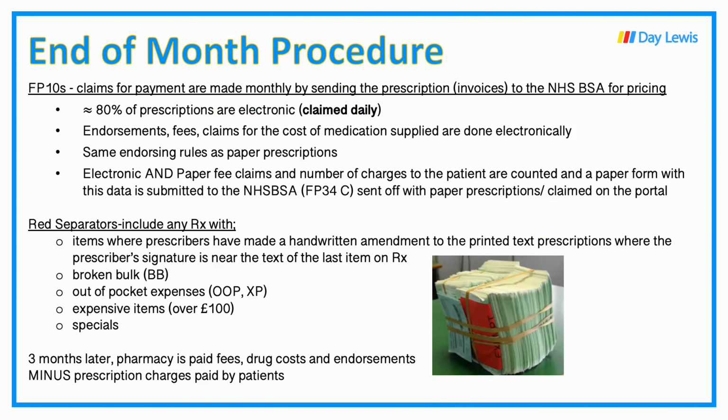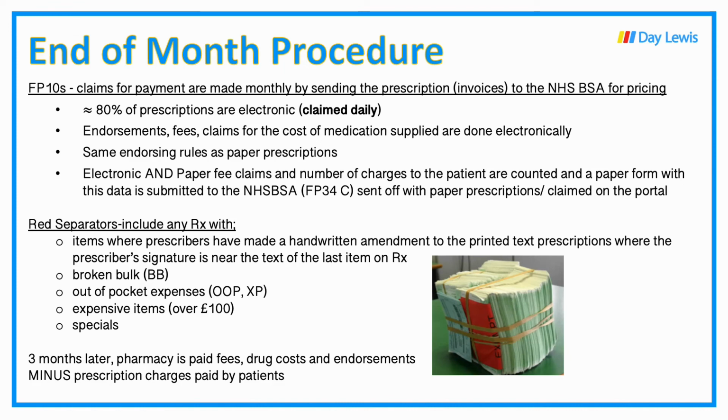So now we've looked at items that you can prescribe on the NHS and how to endorse those accurately. We now need to send our prescriptions off to the NHS BSA for our end of month claim. Your FP10 prescriptions, or your paper prescriptions, are sent at the end of the month in a similar way to how this picture is shown, all packaged up together, sent to one of the hubs whereby the NHS BSA will reimburse your claims.